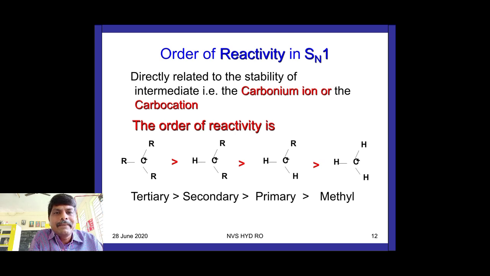In exams they will give 4 alkyl halides or 3 alkyl halides and ask, among these, which will follow the SN1 reaction mechanism more easily? Then you have to check which is more substituted. If it is tertiary, it will follow easily. If the choices are a secondary one and a primary one, then the secondary will follow SN1 more easily.